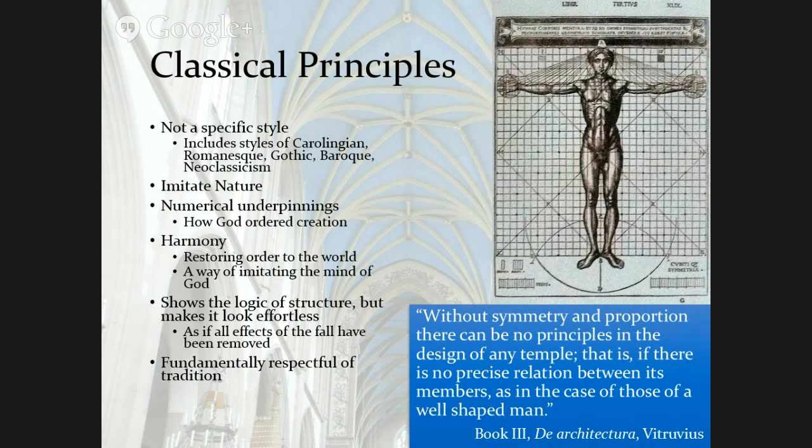They're all very unique. Some of those principles are that you want to imitate nature through your architecture. You want to imitate the mathematical underpinnings that God has put into nature. In a sense, our creative act is to be modeled after God's creativity. So you want to have a harmony in what you create, because especially for sacred places, you're trying to reorder a creation that has become disordered. And in that way, again, we're imitating God's mind.